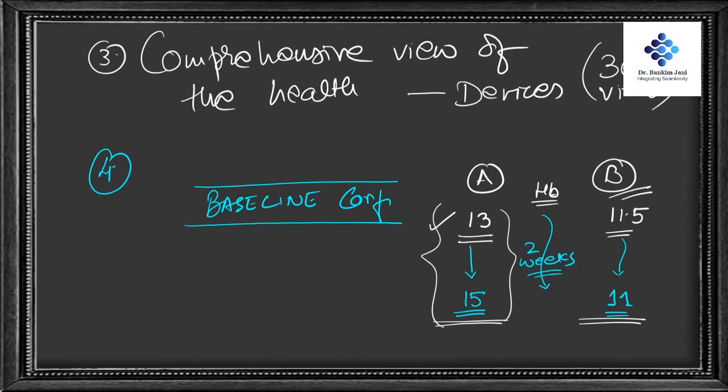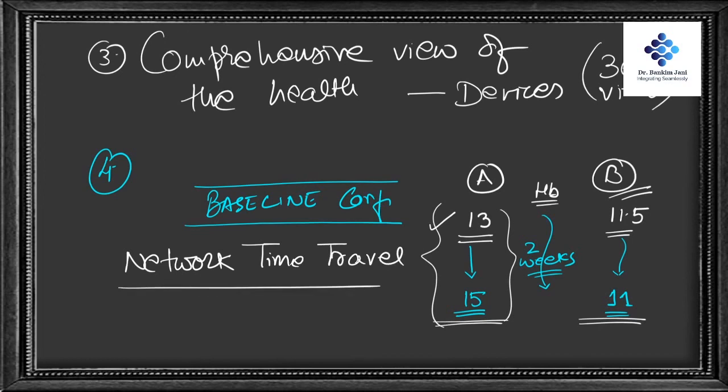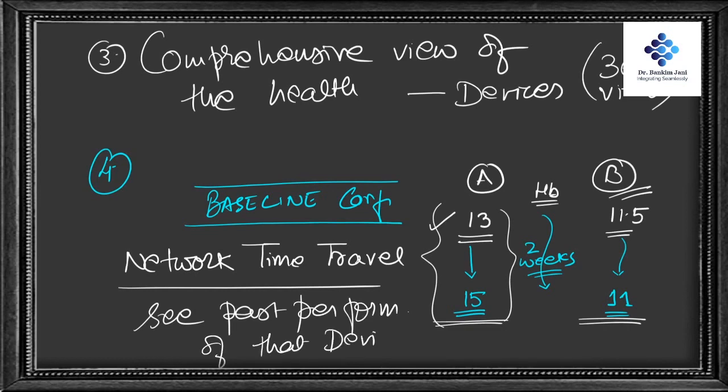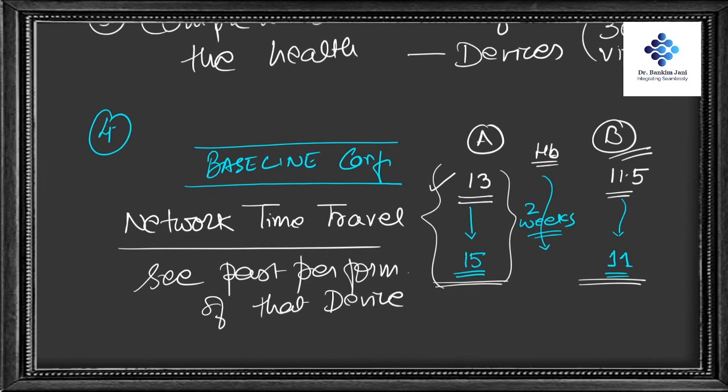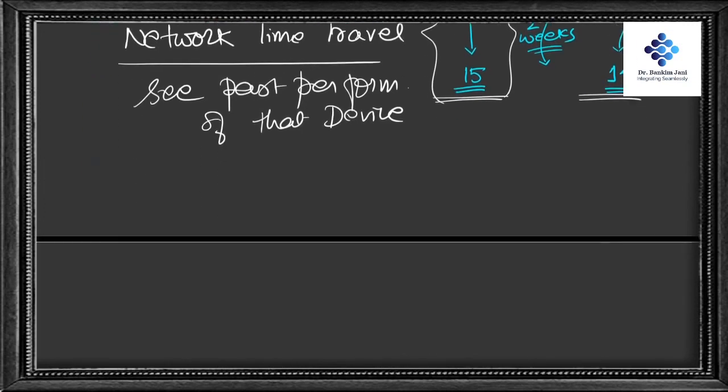Here, this is something which Cisco has really taken care of, and it is called, a very fancy name, huh, network time travel. You can go back in time and see the past performance of that device. By comparing that, you can really know whether the trouble is really there or not. So this is very interesting.